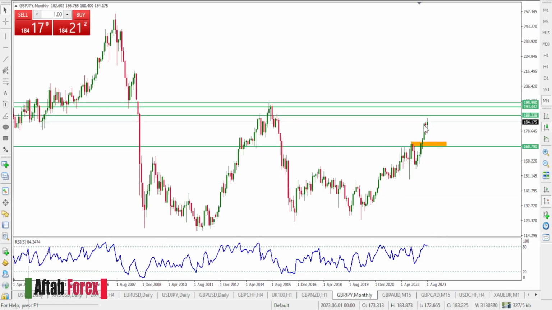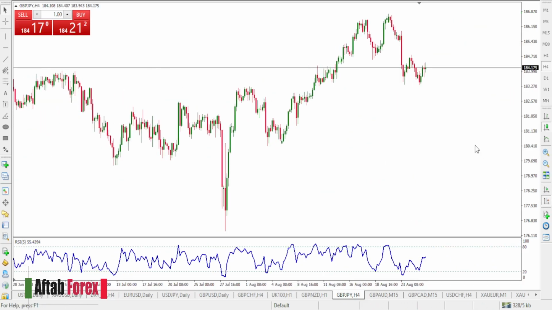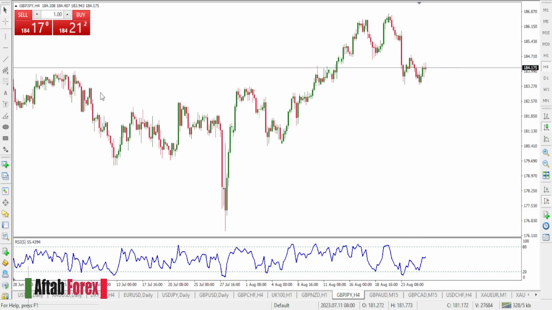Pound yen, if you see, last week I discussed it for a buy, and let's see if it gives any sort of correction. Right here it gave around 147 pips, then again 106 pips, and the same is the situation going on the pound yen.